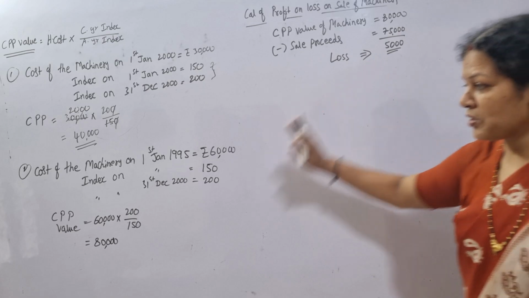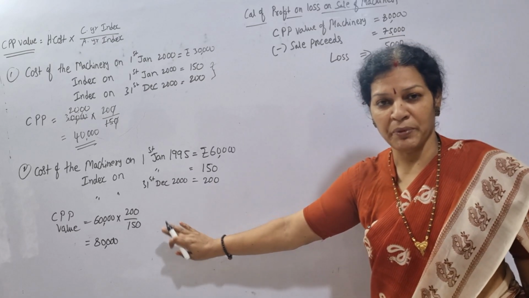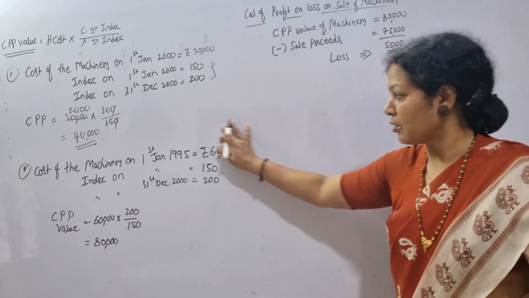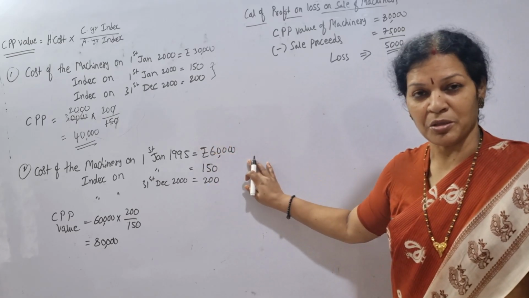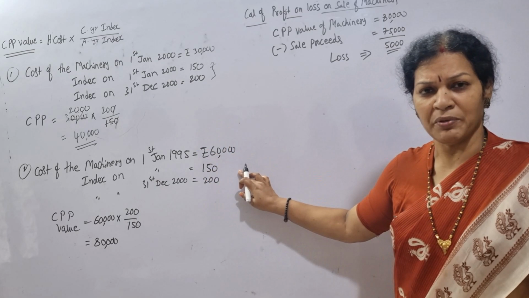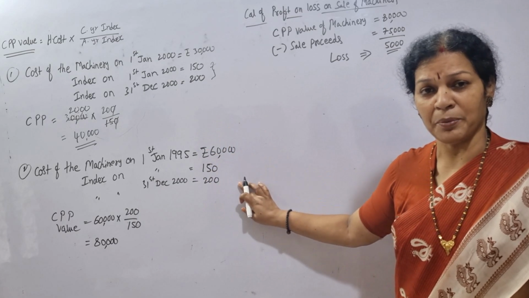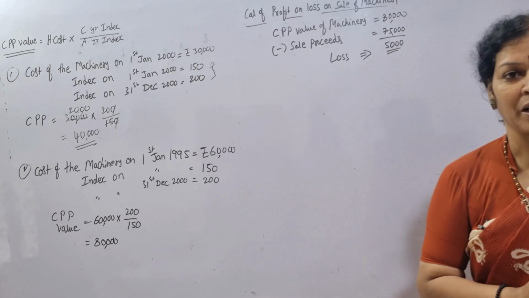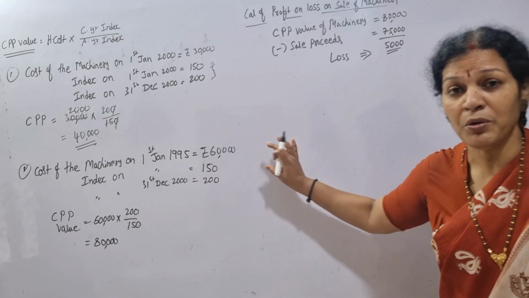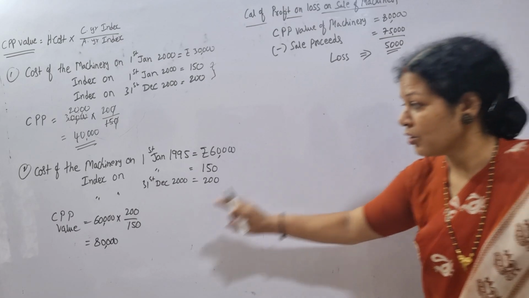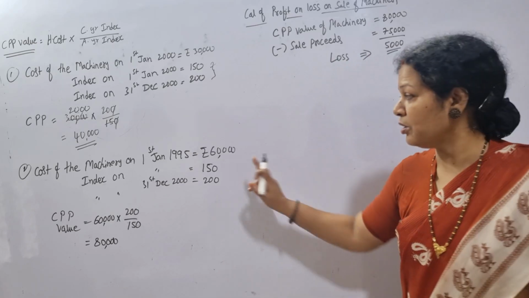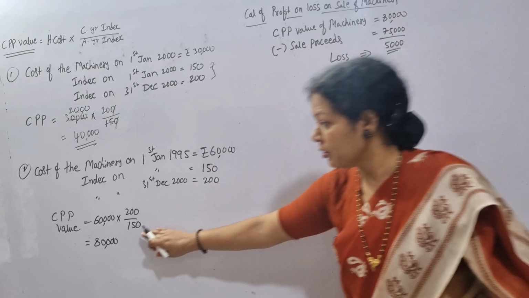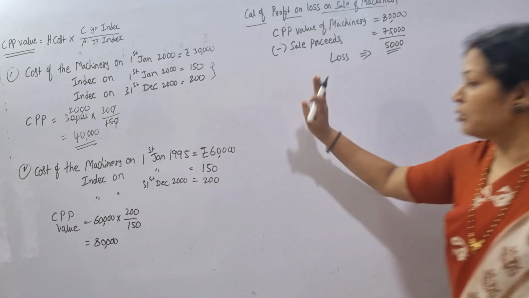To know the loss, first of all, we have calculated the CPP value. What is the CPP value? Cost of acquisition is 60,000. Index values at the time of acquisition and at present are both given, so we can calculate CPP. At present, what is the value of this 60,000 machinery? 60,000 into 200 by 150. You got 80,000.